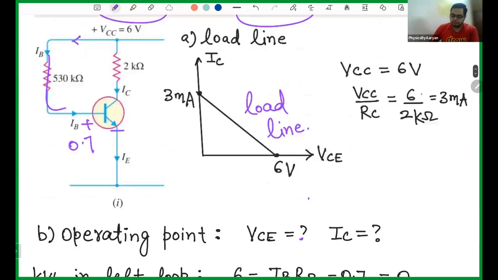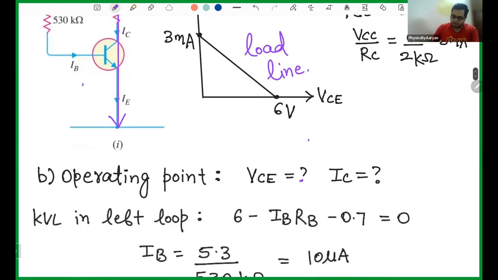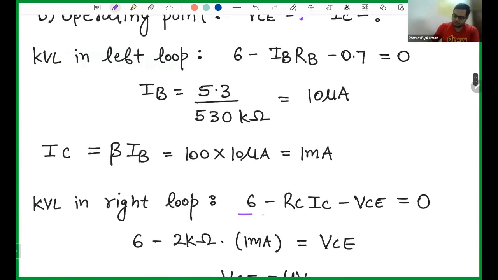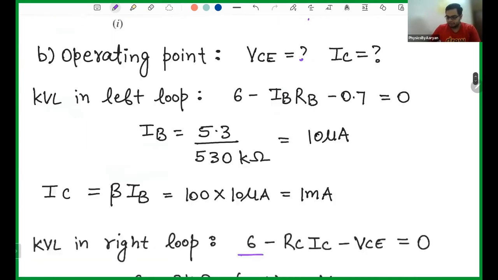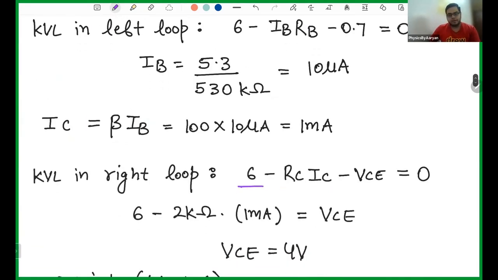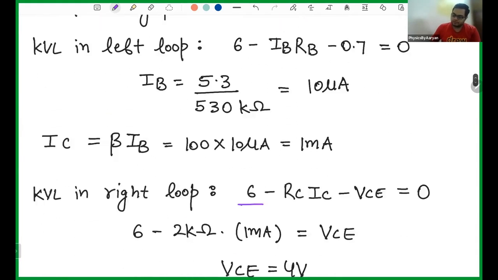Then you can write Kirchhoff's voltage law in the right loop. You begin from here, again open loop Kirchhoff's voltage law. You are going from here to here, starting from 6. Then you come down and you see RC into IC. Since you are going in the direction of current, you have to apply negative. So minus RC into IC. And then you go from positive to negative, which is VCE, so you put minus VCE.